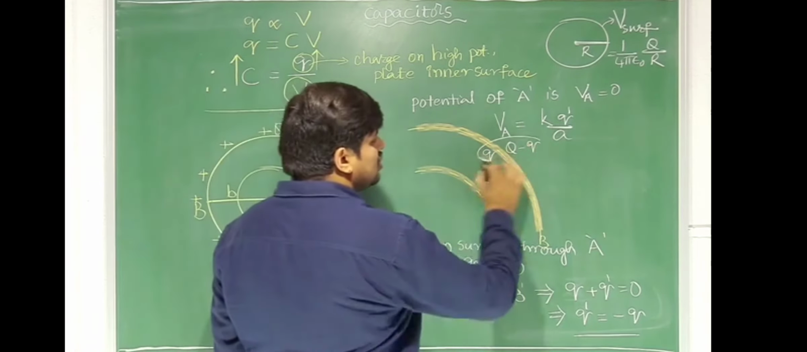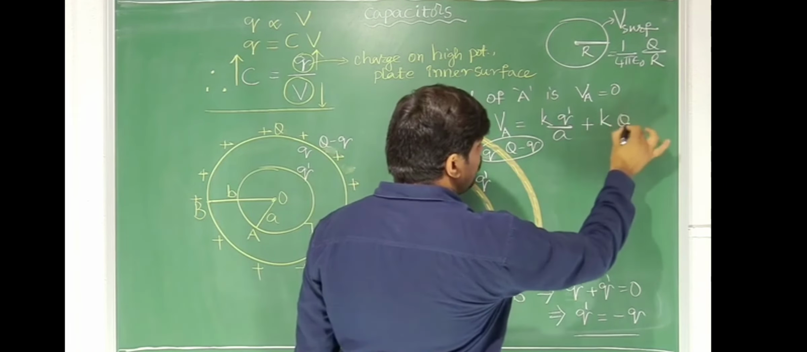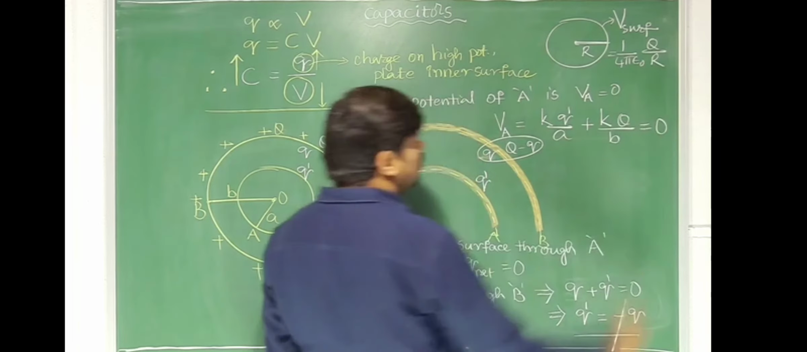So what will A be? What is the total charge on B? Capital Q. So because of this, what is the potential of A? That is 1 by 4 pi epsilon naught capital Q divided by B. This is equal to 0.